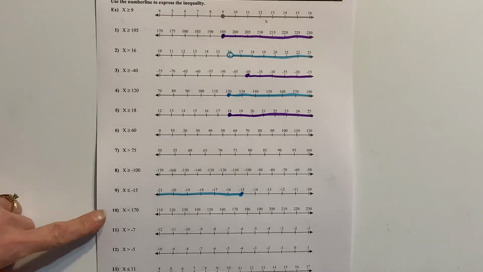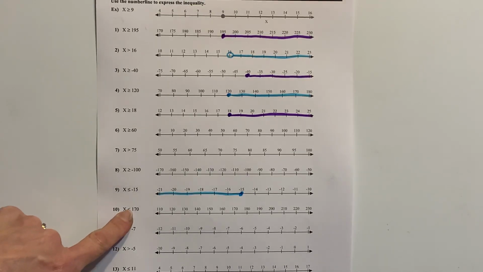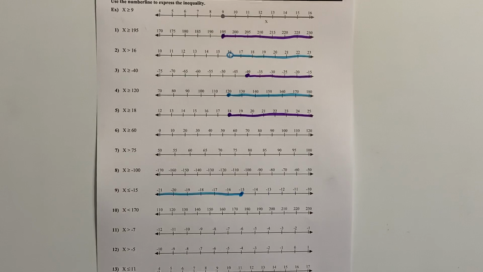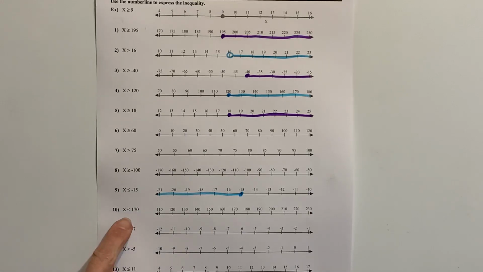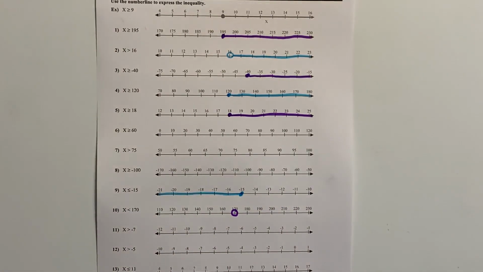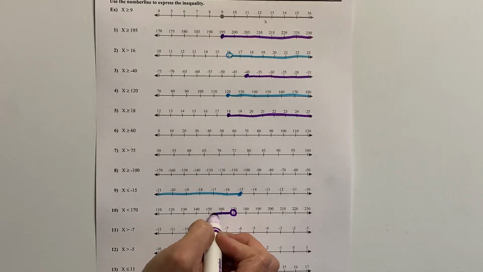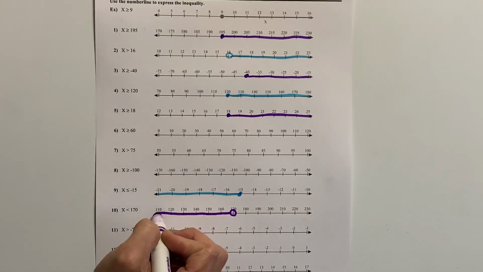Let's take a look at number 10. Number 10 says x is less than 170. Does it say we're equal to? No, it does not. So since it does not, I have to have an open circle. So it says x is less than 170. So I have to include all of the numbers less than 170.